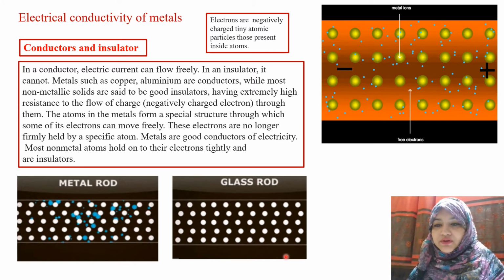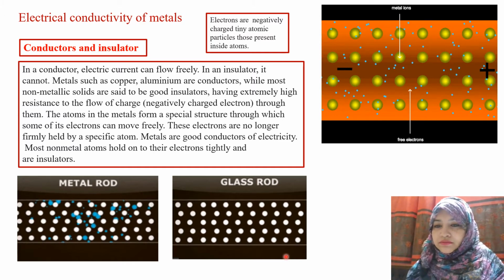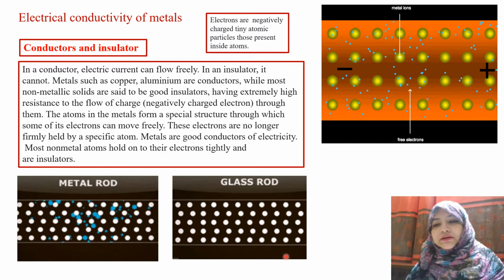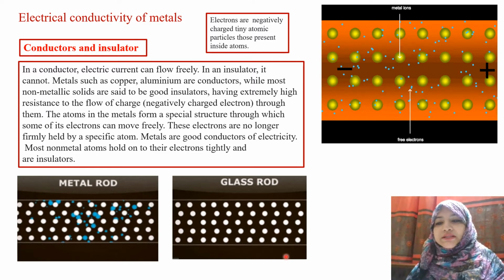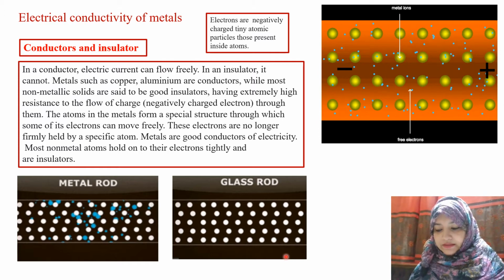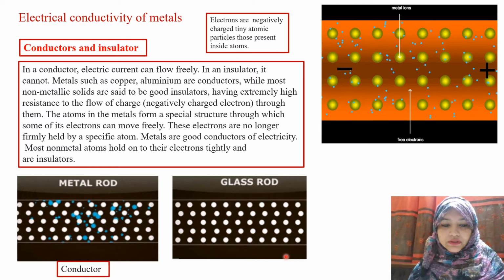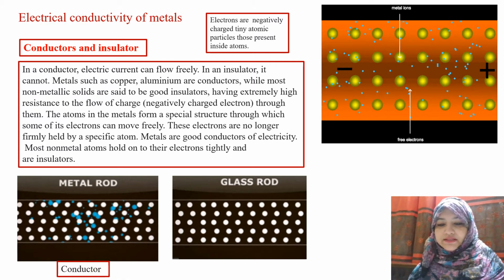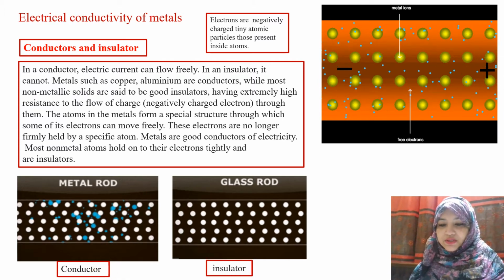They are bad conductors. They cannot create the flow of electrons, and that's why they cannot conduct electricity. Now this metal rod is a conductor, and we can say this glass rod is an insulator.